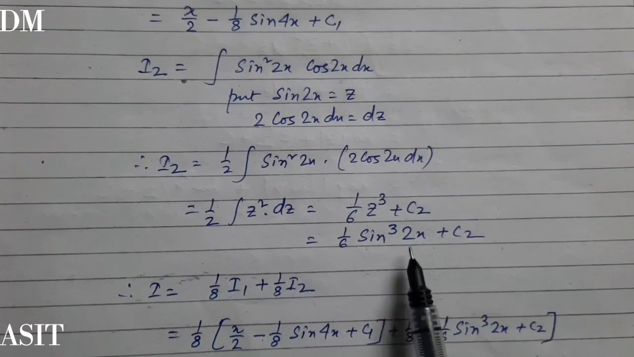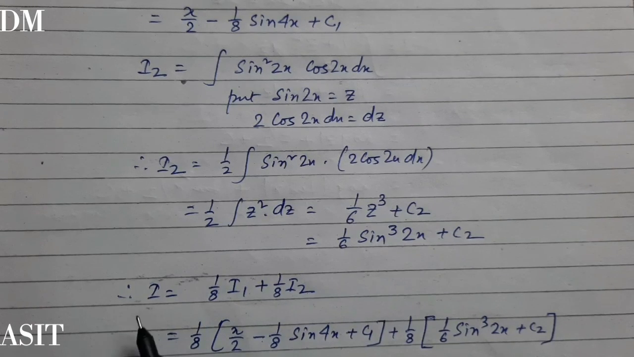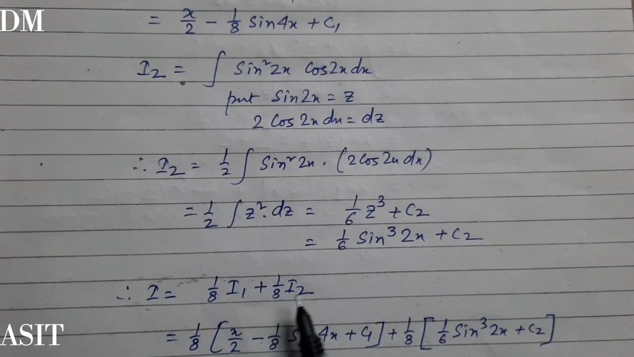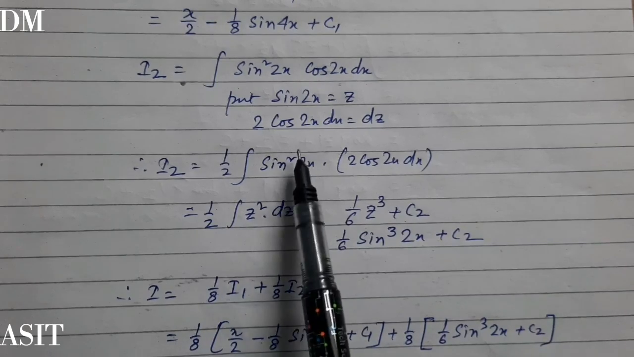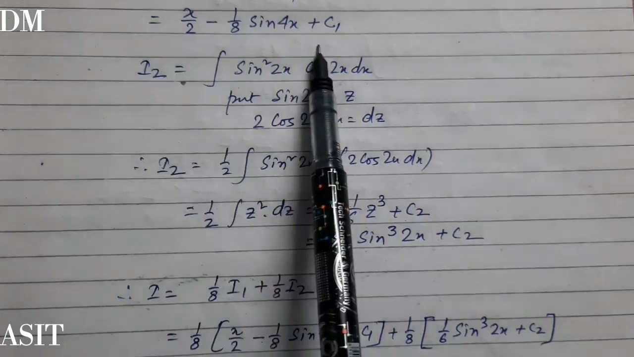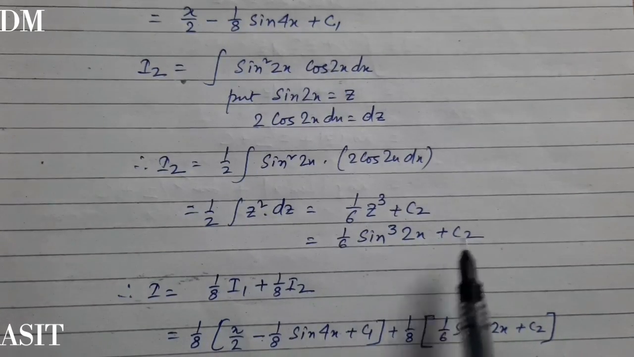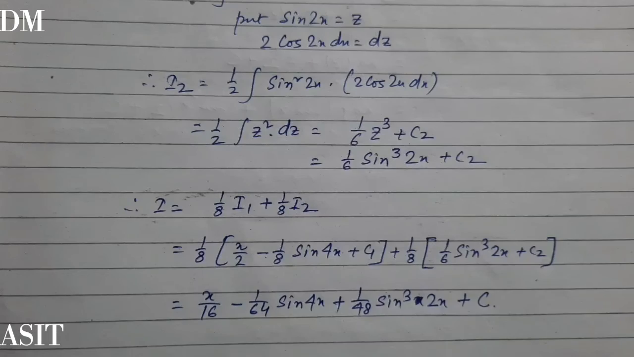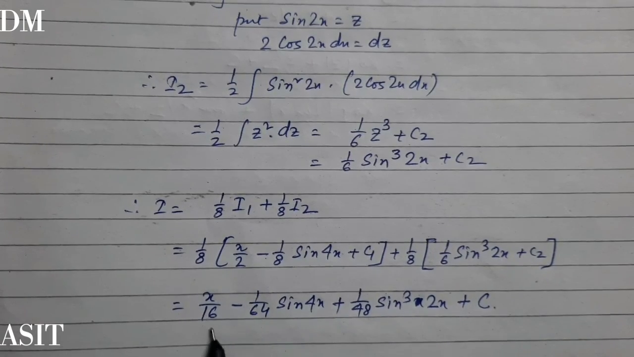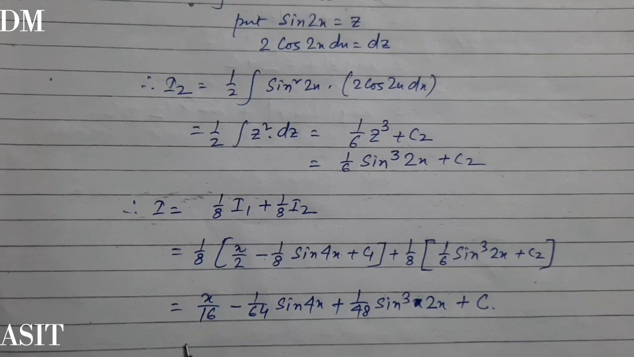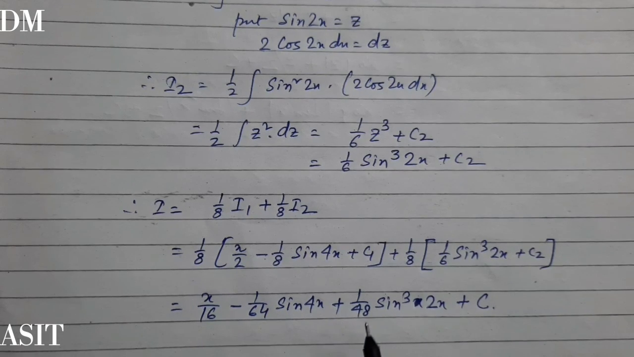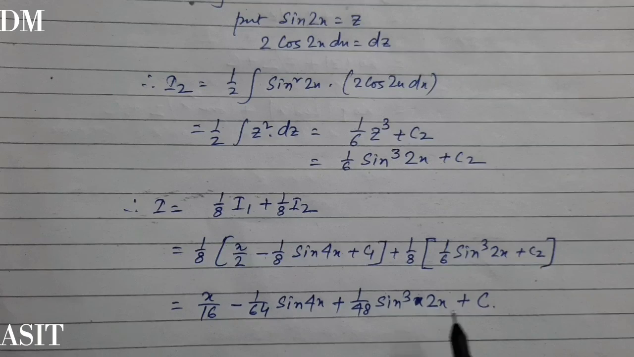Now we can add. Since the integral is 1 by 8 I1 plus 1 by 8 I2, we can add both the values. This is I1 and this one is I2. We can just put the values of I1 and I2 and we can come to this result. So it will be x by 16 minus 1 by 64 sin to the power 4x plus 1 by 48 sin cube 2x plus c.